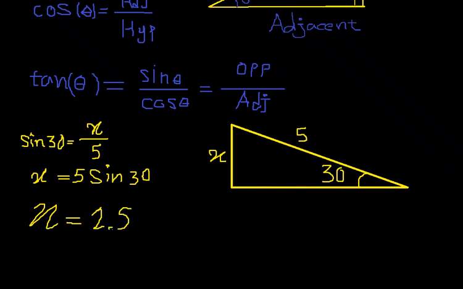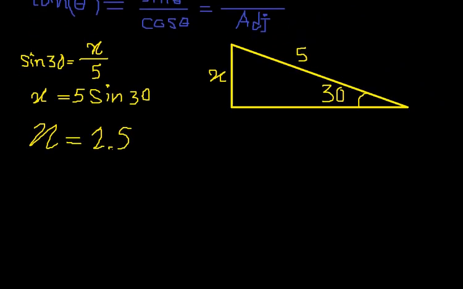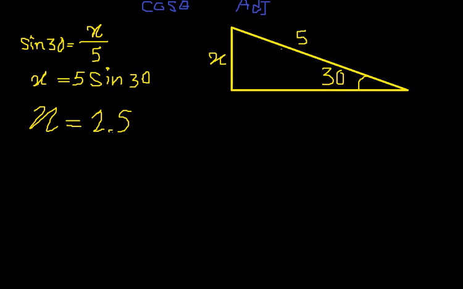Fantastic. Okay, let's solve another question. For example, let's assume that we have a right triangle with an angle of 45 degrees, and the adjacent side is 6. So what would be the value of the hypotenuse?